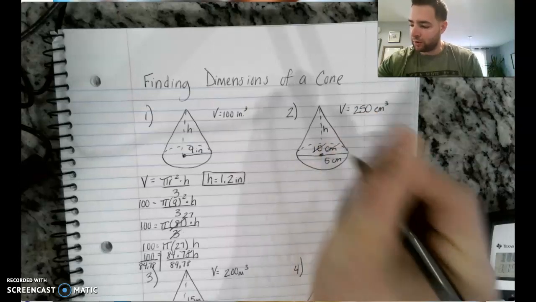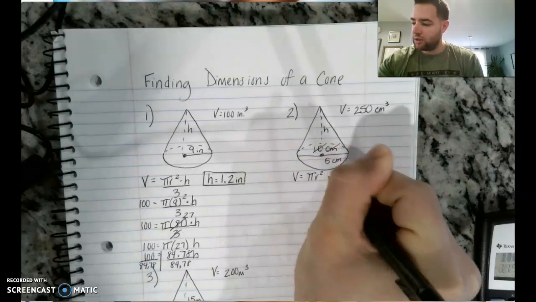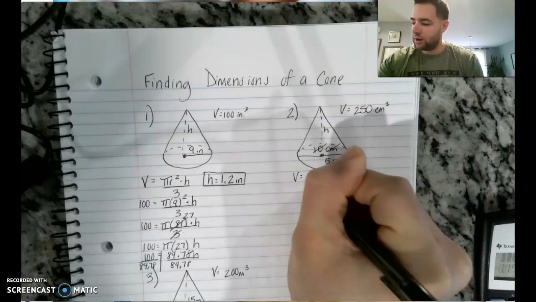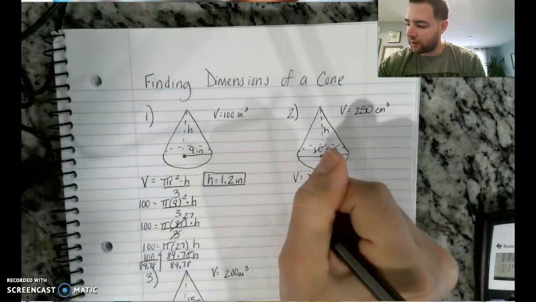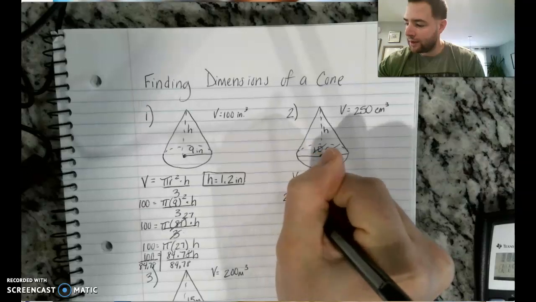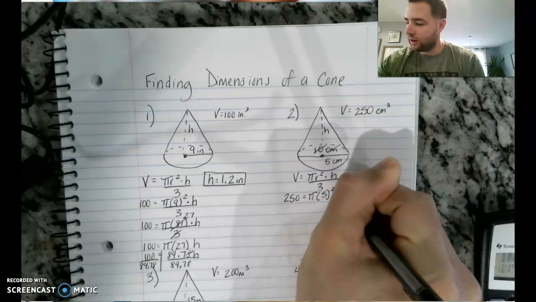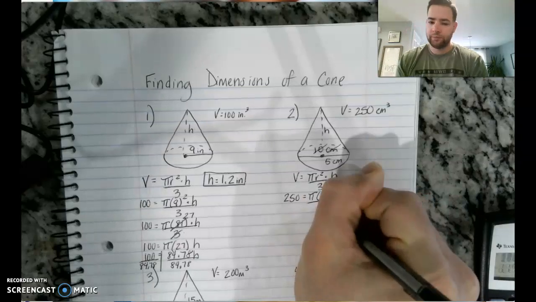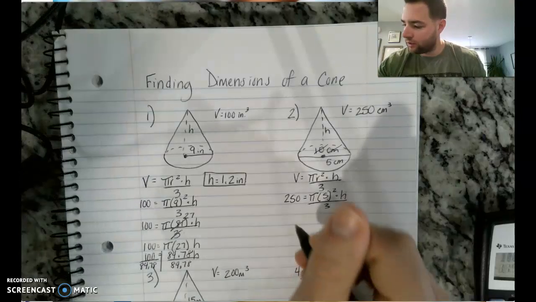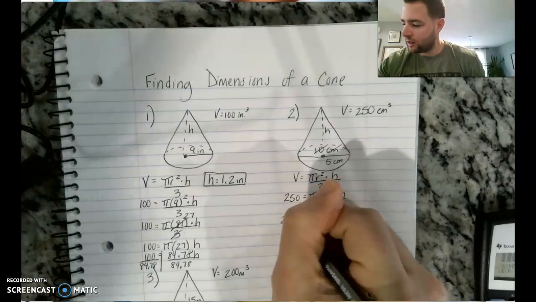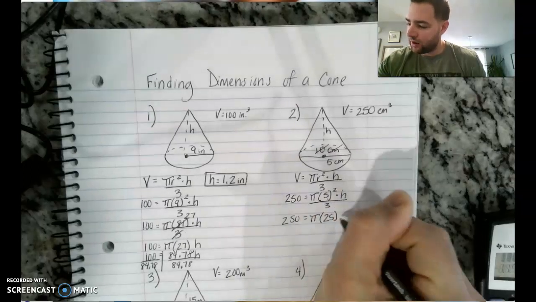So I'm going to write my formula. Volume equals pi r squared times h divided by 3. I'm going to plug in 250 for my volume equals pi times my radius of 5 squared times h divided by 3. And then we're going to do our 5 squared. So we get 250 equals pi times 5 squared is 25 times h divided by 3.